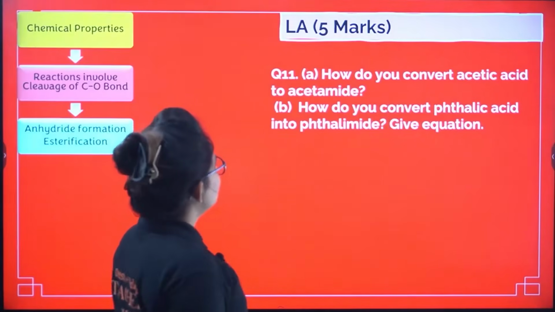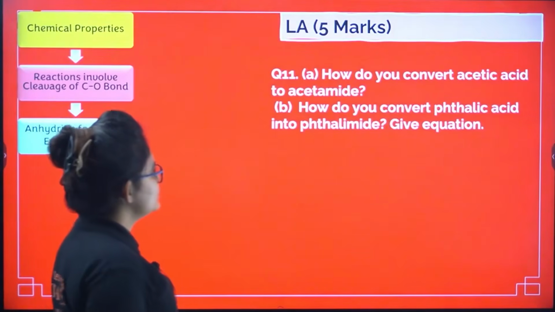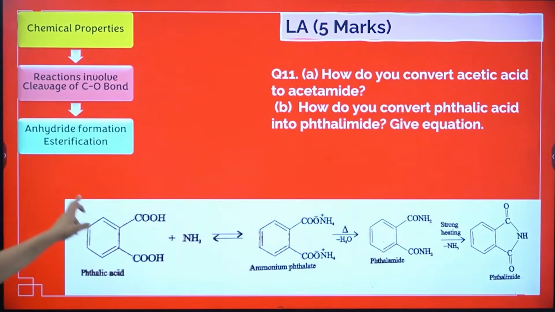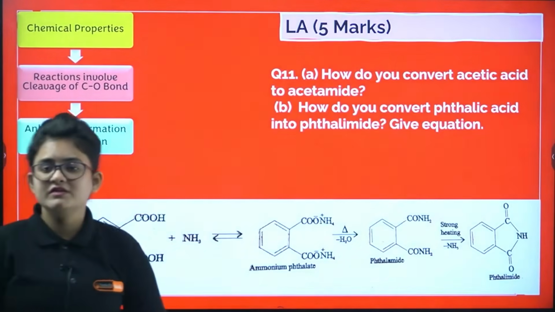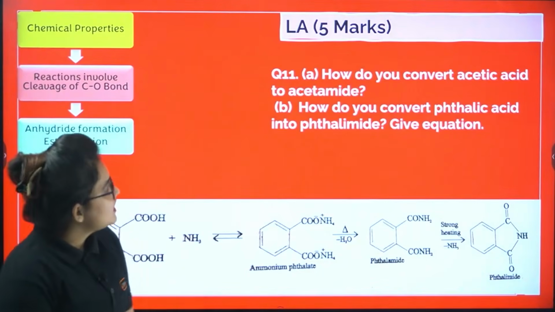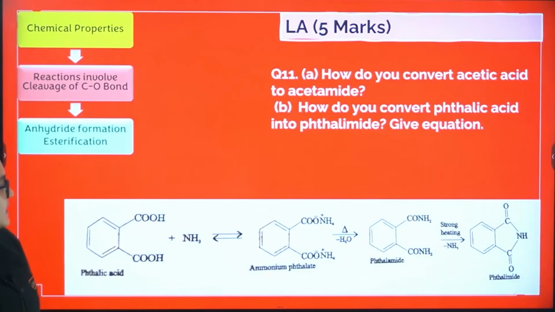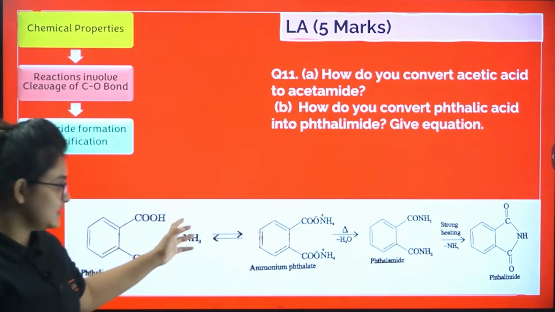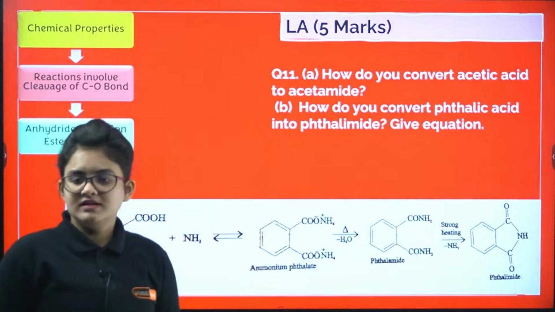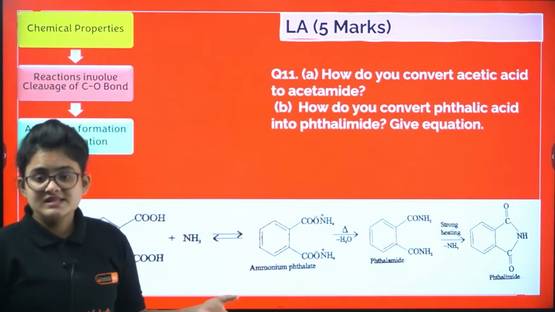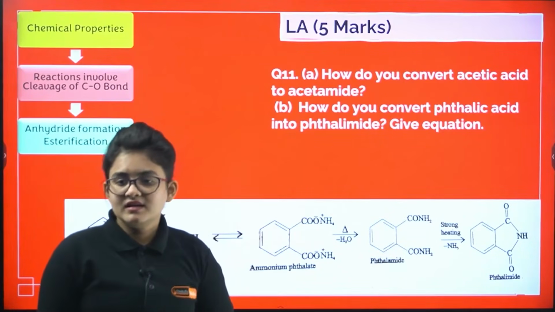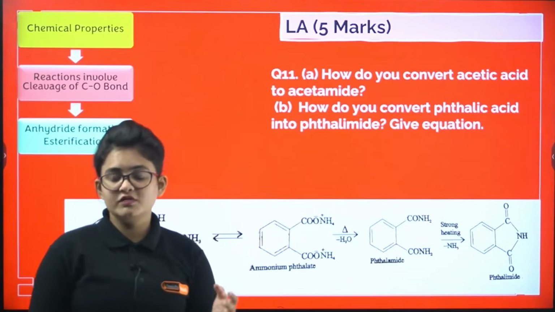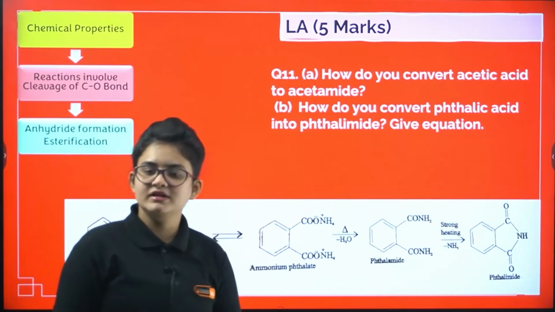Let's proceed. How do you convert acetic acid to acetamide? Just treat acetic acid with ammonia and you will get acetamide. Next, how do you convert phthalic acid into phthalimide? You can take phthalic acid and treat it with ammonia, then it will undergo release of water. Further, if you heat this, it will end with phthalimide. On strong heating, one unit of ammonia will be released and phthalimide will end up.